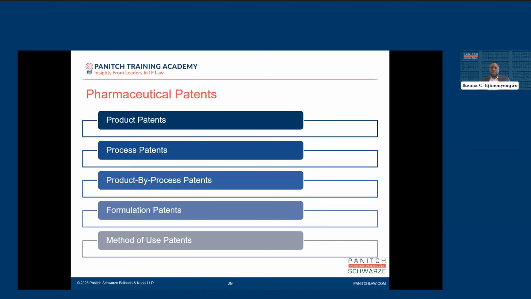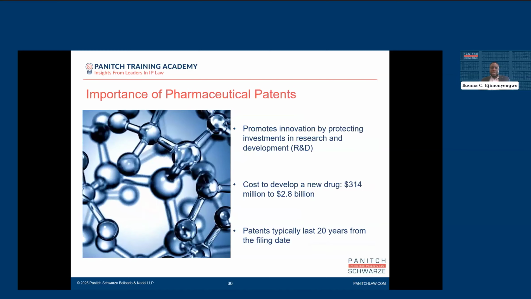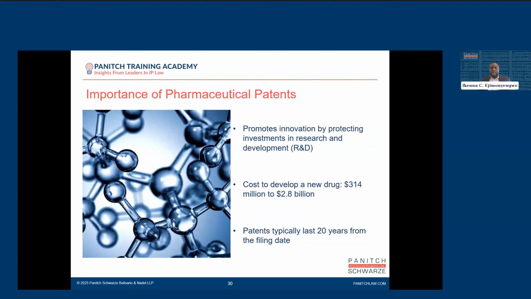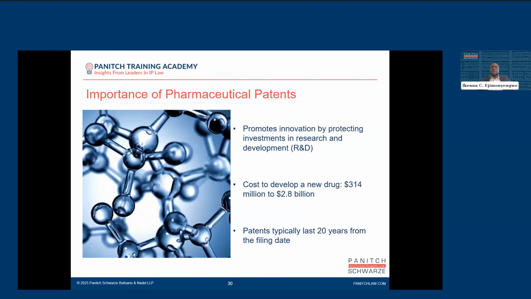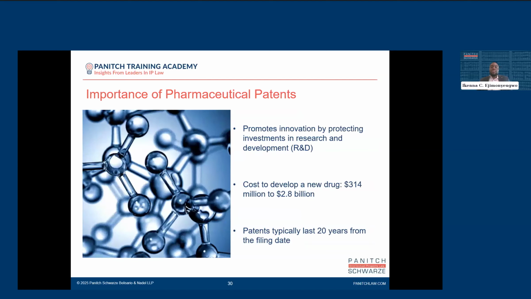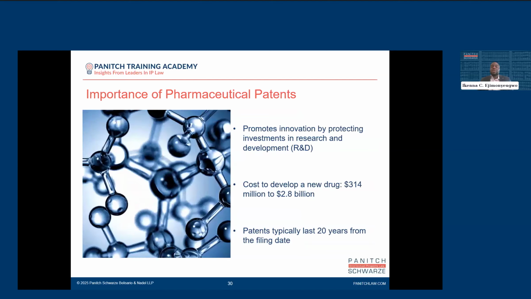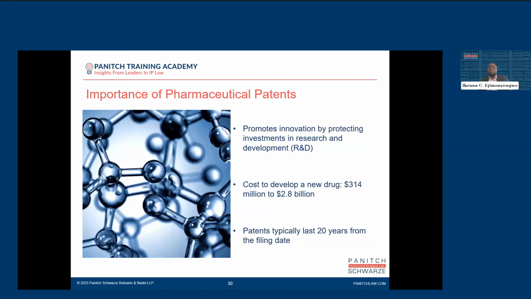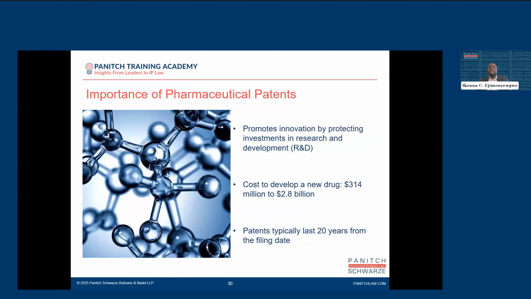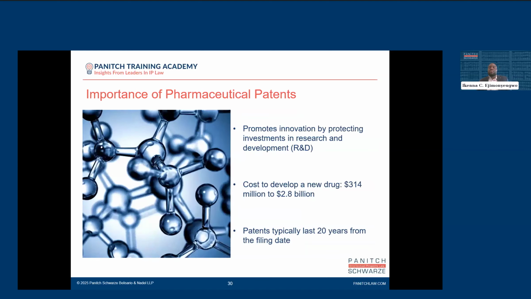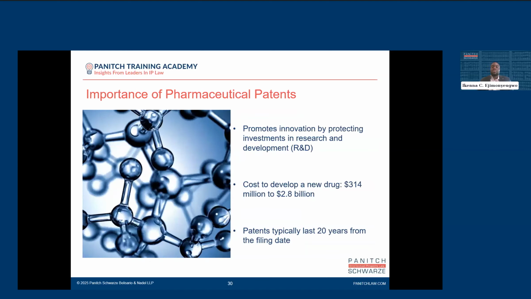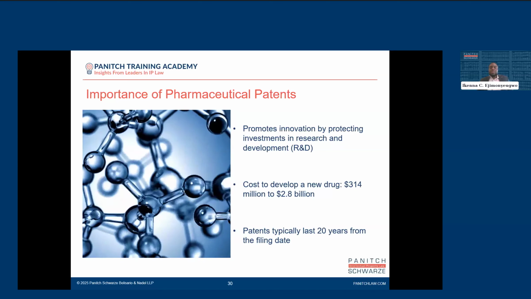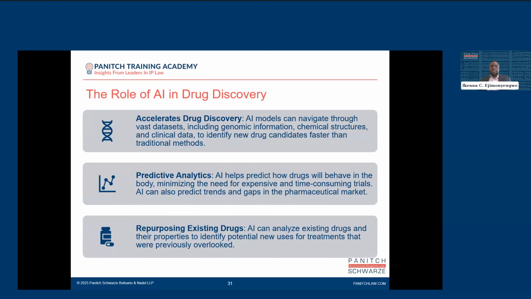Next slide, Sean, please. So just highlighting the importance of pharmaceutical patents. Again, it's very crucial to a company's return on investment, because developing a new drug can cost anywhere from about $314 million to about $2.8 billion just to develop a new drug. Again, that's important for the company's return on investment for the span of 20 years of exclusivity. We can move on to the next slide, Sean.